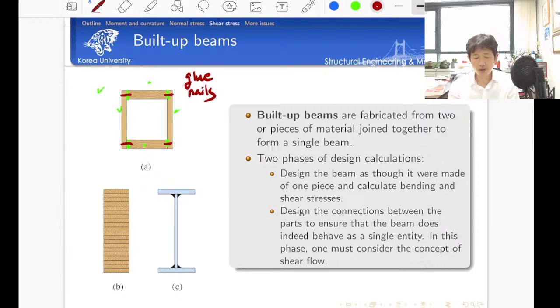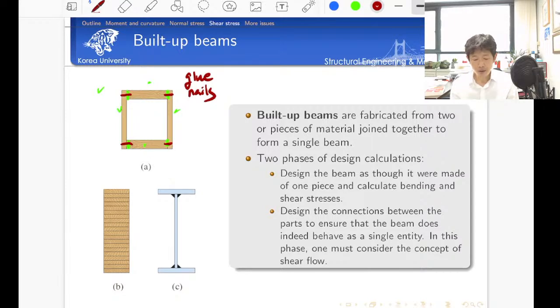So what is the role of glues or nails? The job of glues and nails is to hold all the parts together, isn't it? Which means they should be able to resist the shear stress development or the shear flow development in the cross section. Okay, that's what we want to discuss here.